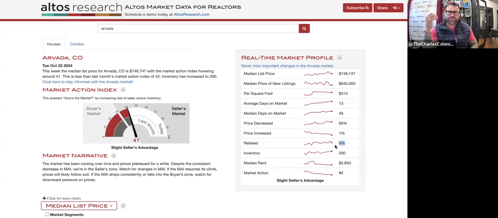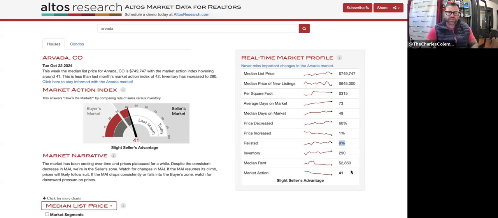Relisted houses, 8%. 8% of homes are falling out of contract in Arvada specifically. So that tells me again, homes are overpriced. The cost of money is expensive. Buyers are pumping the brakes. They're saying, well, hey, you know what? I'm not comfortable taking on this home with all of these issues with it.